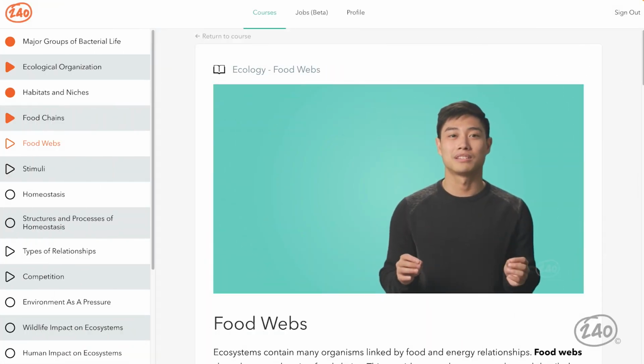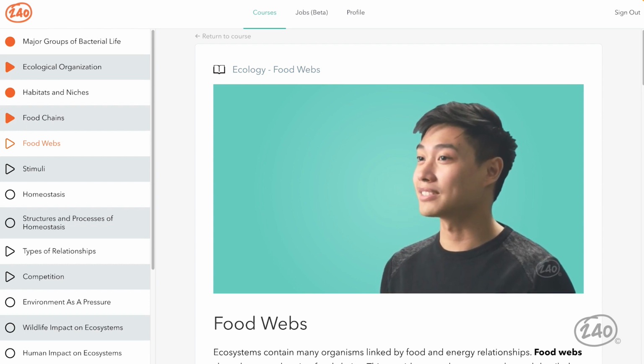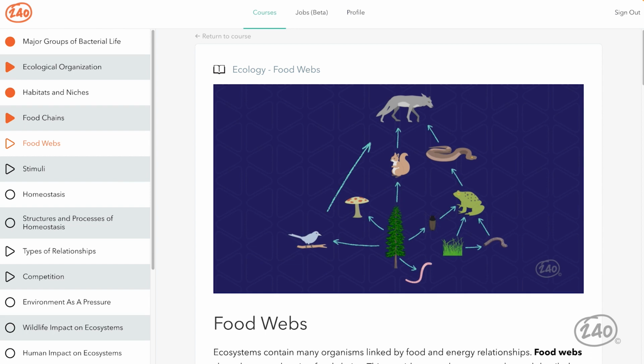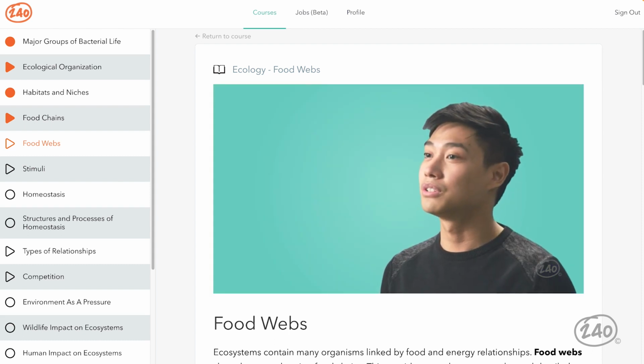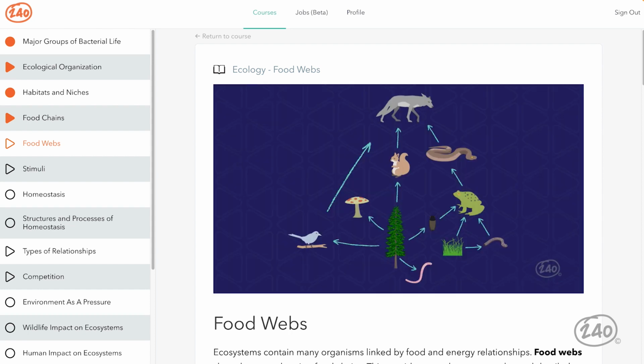Ecosystems contain many organisms linked by food and energy relationships. Food webs show these overlapping food chains. Therefore, a food web provides a much more complex and detailed picture of how energy flows from producer to other organisms. These can be useful to determine the impact of removing a population. For example, if the frog population died out, there would be no food for the snake population, and it would also die out. Then the wolf population would have to depend more on the squirrels and birds, which might get overhunted. On the other hand, the bugs and grass the frog used to eat might have an increase in population.